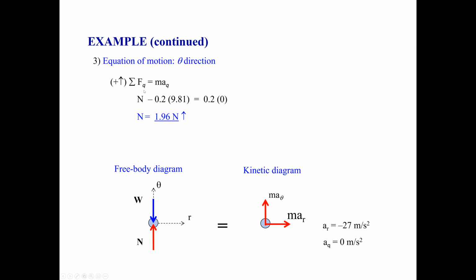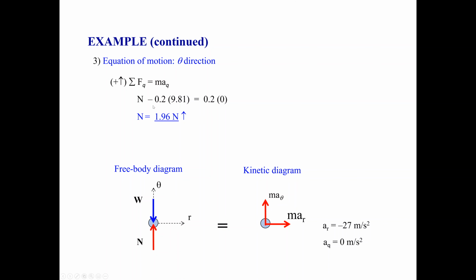Yeah, this should be theta. I just noticed that. This should be theta, a theta. So writing out the equation, this is basically the summation of all the forces, right? This is our normal force, and then gravity, right? This is from our free body diagram. And this is in the theta direction, so that was this.